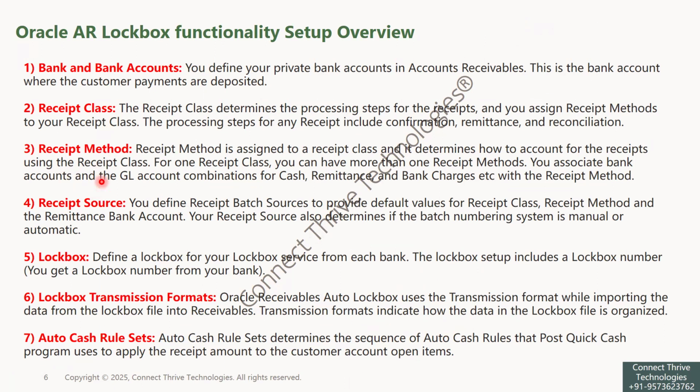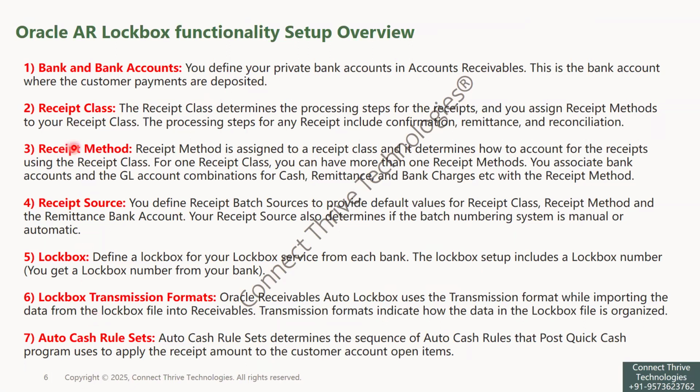Next, this is the basic configuration required. Apart from this there are a few more configurations, but at this moment I couldn't cover them. As a minimal configuration, we should have the bank, branch and account, receipt class, receipt method, receipt source, Lockbox number, Lockbox transmission format, and auto cash rule sets in our application. Only then will our Lockbox file be processed successfully without any errors. And if you have a document sequence, that also needs to be set up. There are a lot of configurations.